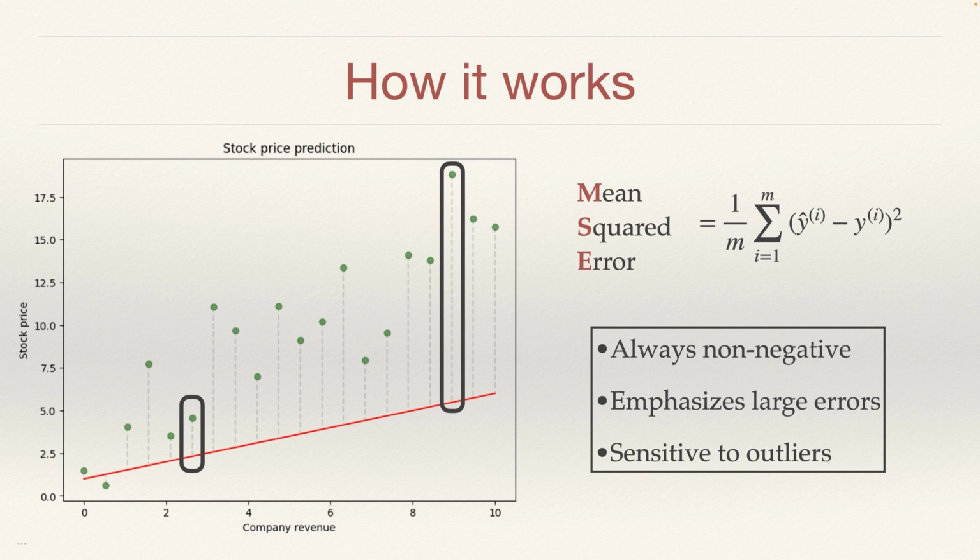Now, based on the equation that we currently have, we can see some of the properties of this mean squared error. First, it's always non-negative. Since we square all the errors, it's always positive. And second, it emphasizes large errors, just like I mentioned. And third, it's sensitive to outliers. Because, as I just mentioned about squaring 2 and squaring 10, the difference would increase dramatically. And this mean squared error term is used in many different machine learning algorithms, and especially in regression models.